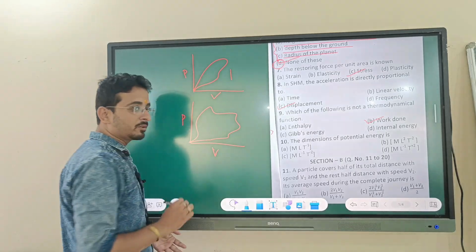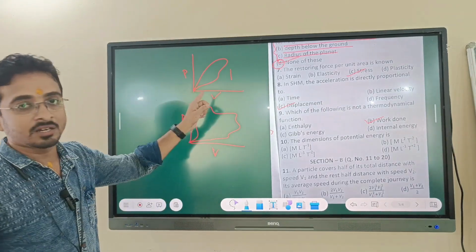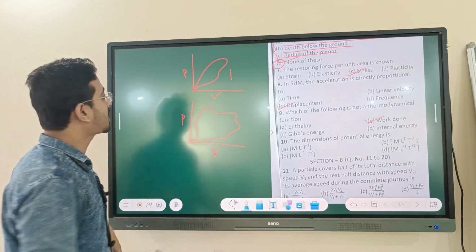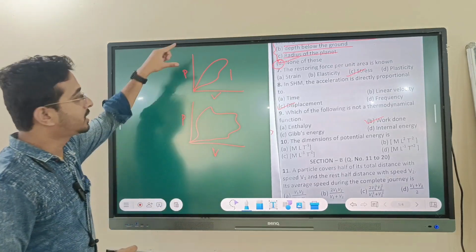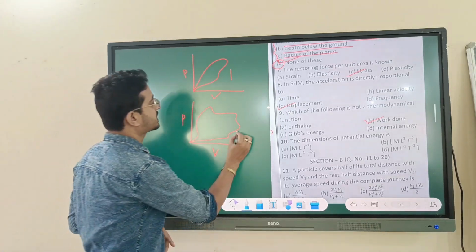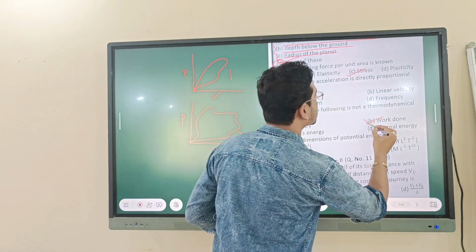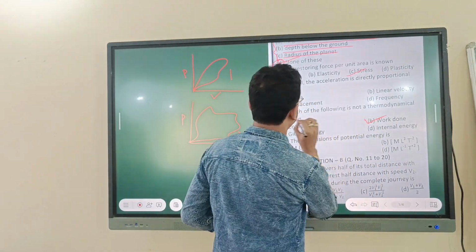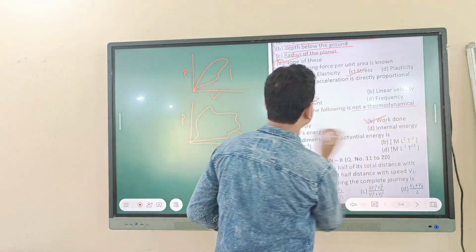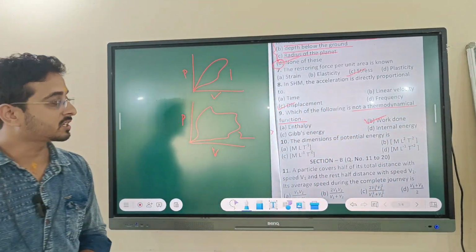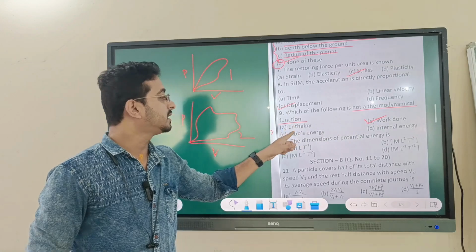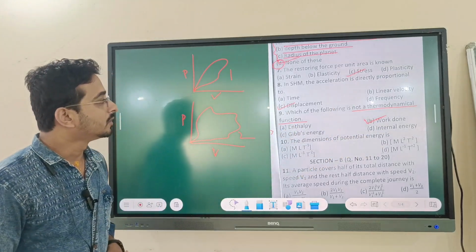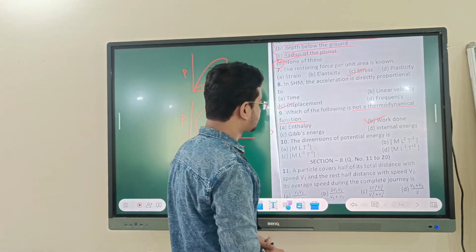Work means what? In thermodynamics, I can say work is the area under the pressure and volume curve. Here the area is small, so there will be less work compared to the second experiment. In a thermodynamic system, work done is dependent on what? Path. So it is not a thermodynamic function. Except for work, enthalpy, Gibbs energy, and internal energy, all these are thermodynamic functions.